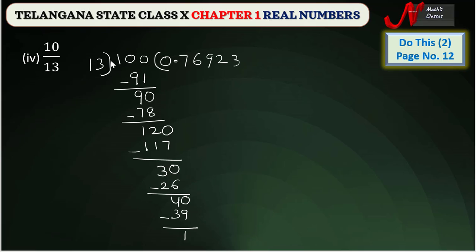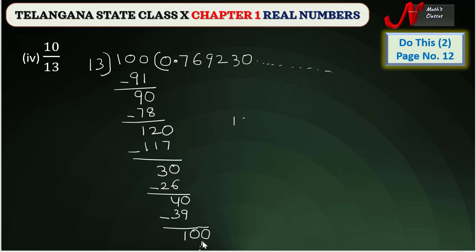1 is less than 13, so we keep 0 after 1, and it becomes 10. 10 is less than 13. To divide further, we put 0 in the quotient. Now we place 0 after 10, and it becomes 100. From here, if we divide further, we get the same process and the same quotient repeatedly.